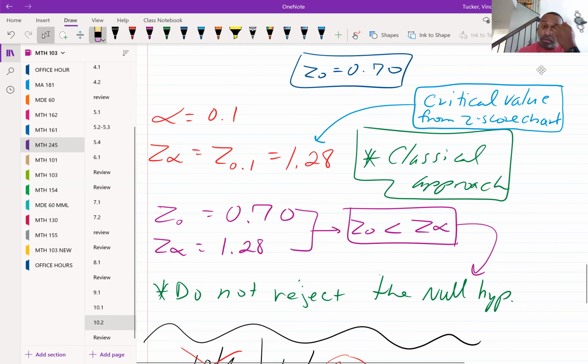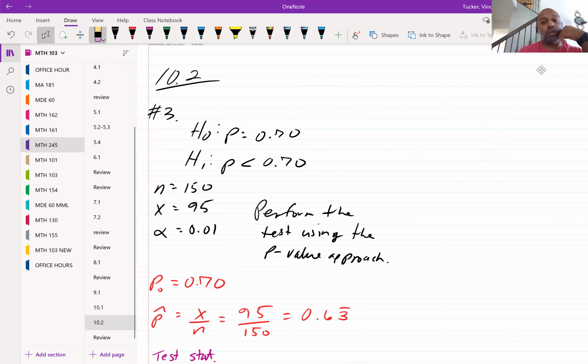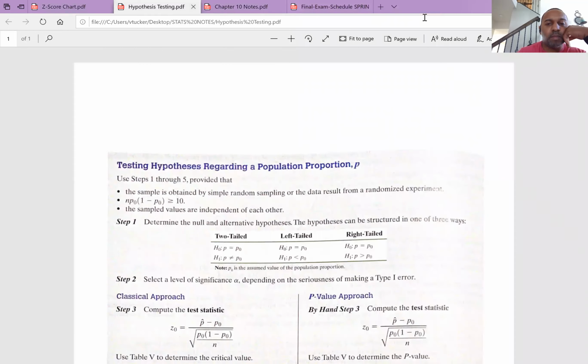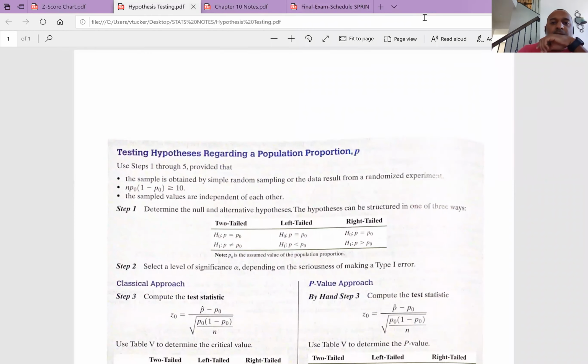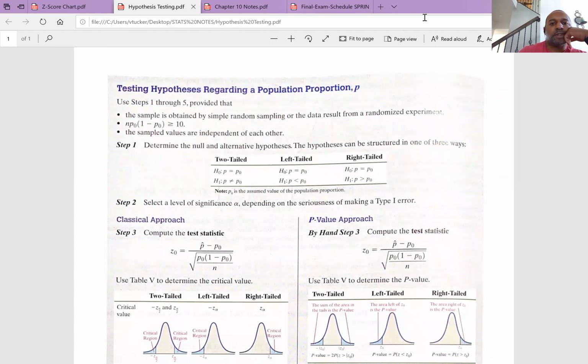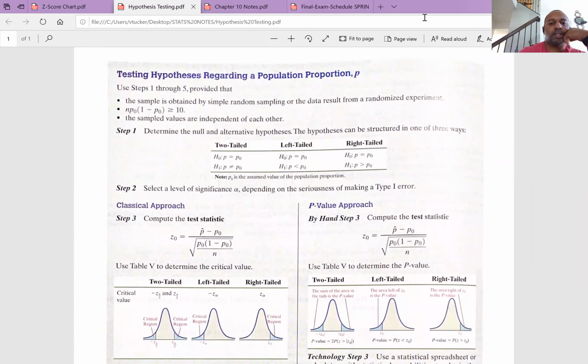All right, so looking at 10.2, I'm going to walk through some hypothesis testing. Last night, I sent you guys these hypothesis testing steps. You have your initial conditions that allow you to be able to do your hypothesis testing.